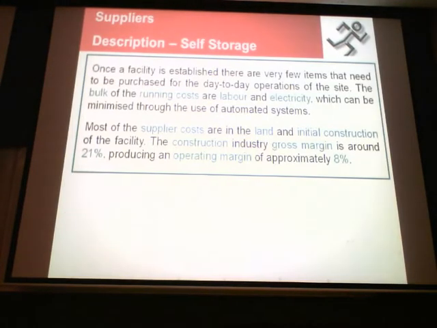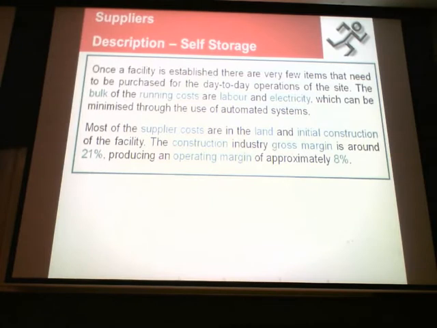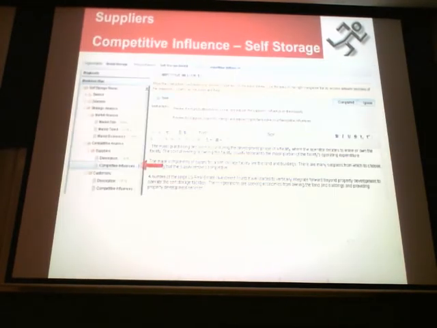So what do I say here? Well, once you've built the facility, the running costs are really labour and electricity, and there's really not much you can do about that. If you really want to get smart, do it in the construction phase. And I listed the construction industry as having about 21% gross margin, about an 8% operating margin. So maybe if we get smart, we can squeeze the supplier a little bit, build a smarter facility.